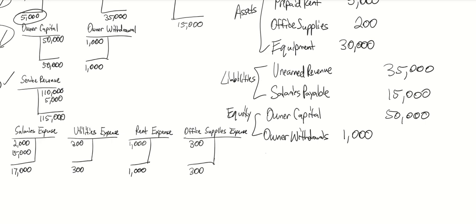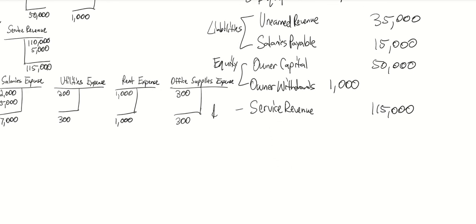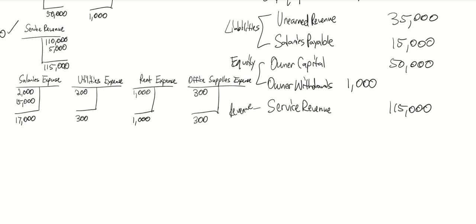Then we've got revenues. Service revenue is the only revenue account. So service revenue is going to be $115,000. That's revenue. And then we have our expenses. We've got two new expense accounts here. So we've got salaries expense, $17,000. Utilities expense. Oh, I spelled it wrong. I'm not going to get away with that. I've got to change that.